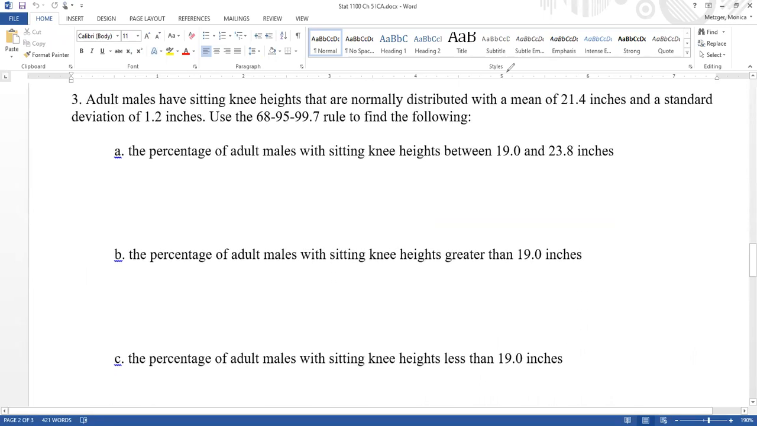And notice here that we're told adult males have sitting knee heights that are normally distributed with a mean of 21.4 inches and a standard deviation of 1.2 inches. We want to use that rule, the 68, 95, 99.7 rule, to find the following. So what I'm going to do right away, since I know that all of these problems are using the same data, I'm going to go ahead and sketch this out on a normal distribution.